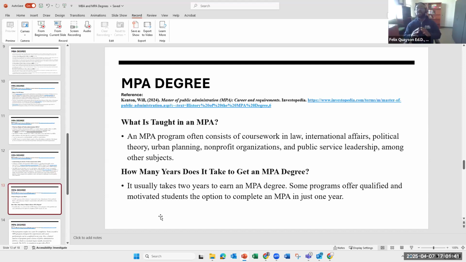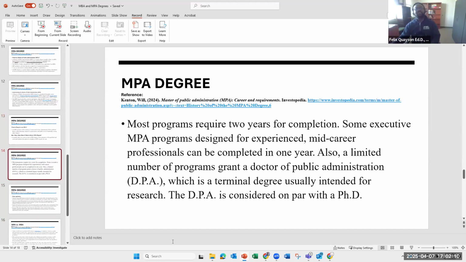So some programs offer qualified and motivated students the option to complete an MBA or an MPA degree in just 1 year. So if you have extensive experience, or if you have some credits that have been used towards another degree, you may shorten your years of studying for an MPA degree to just 1 year. Most programs require 2 years of completion, like I told you before.